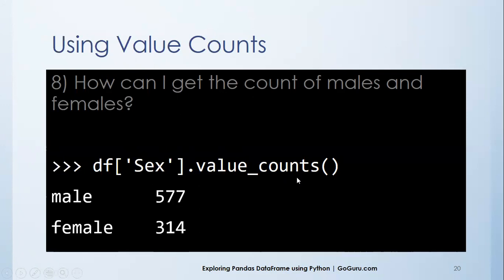What value_counts does is it takes the column sex, gets the count of males and females, and displays it here. So that is what value_counts is. Even if you have a different field with 3 or more different classifications, value_counts comes in very handy.